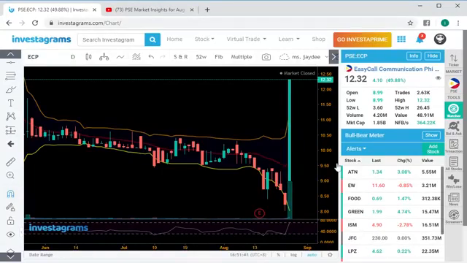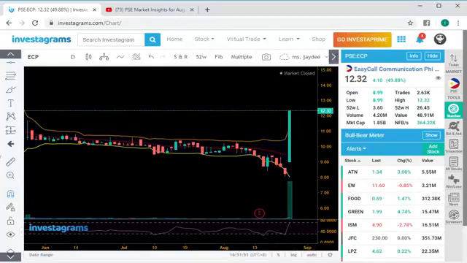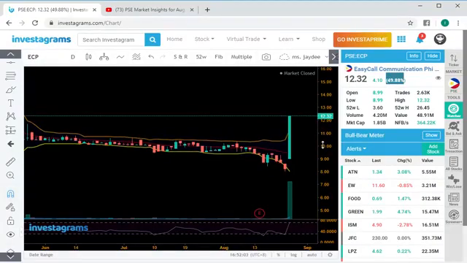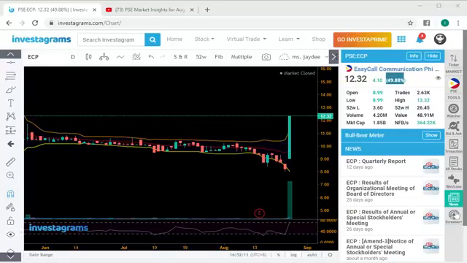Okay, wow. Is this a ceiling play today for ECP? Let's measure this. It reached, oh yeah, 49.88. Good job to those who managed to enter at this stock. Let's see what was the news about this stock.